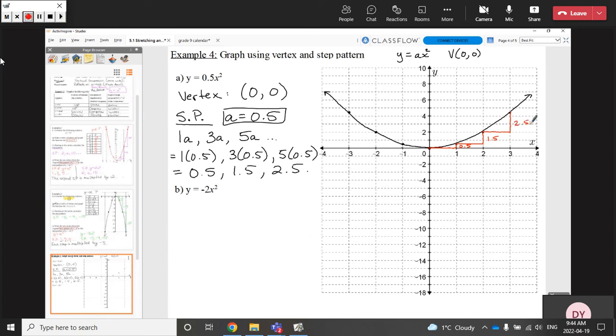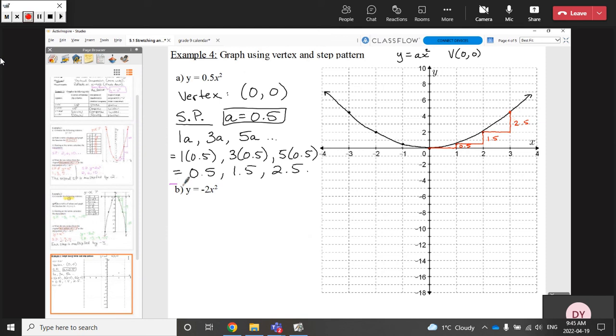Question? It is, yes. That last dot here, the coordinate is 3, 4.5. Okay, and then the next one.